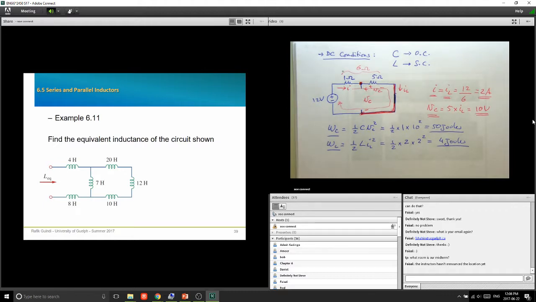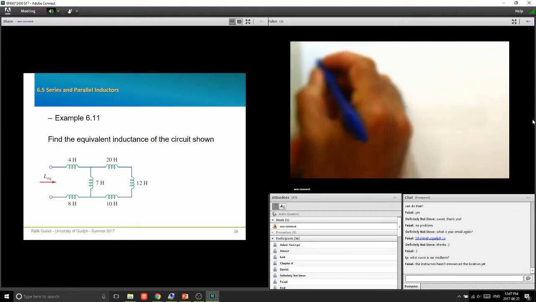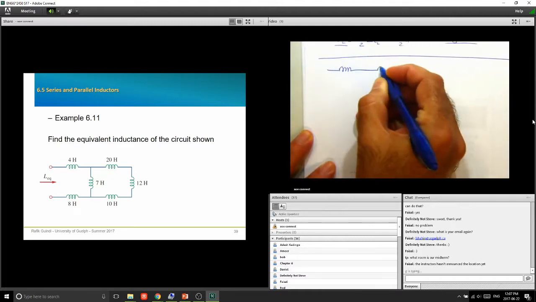Find the equivalent inductance of the circuit shown. We have a circuit with a number of inductors connected. We want to find the value of the combination of all of these. So inductors are easy.